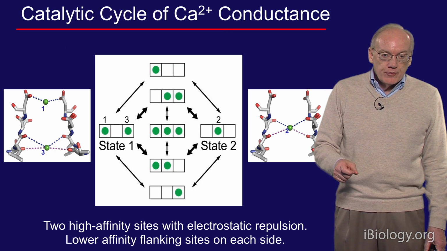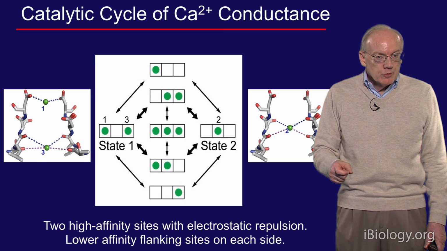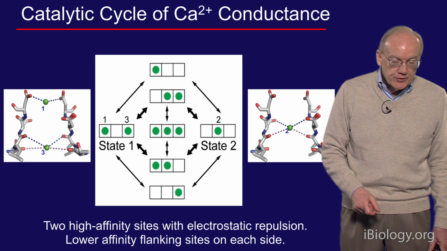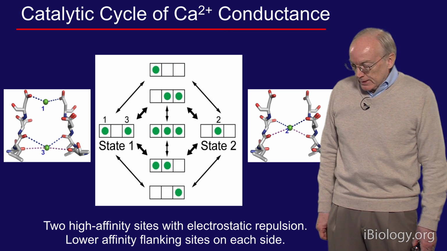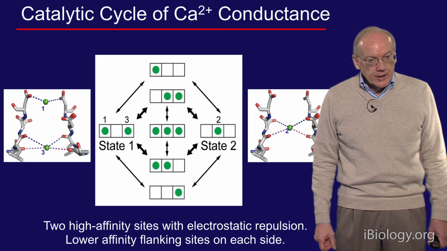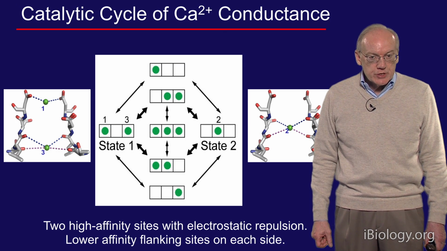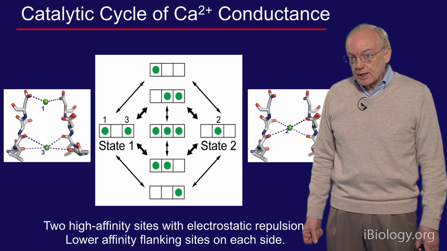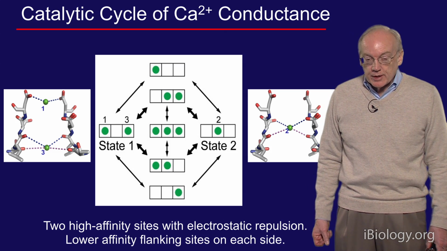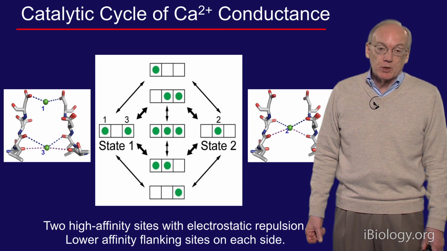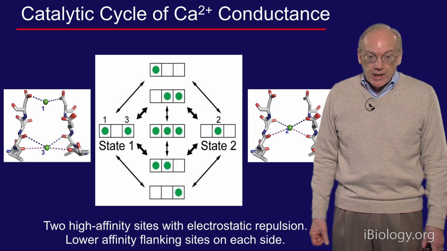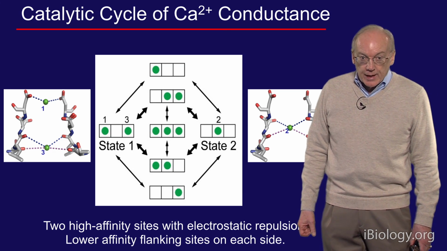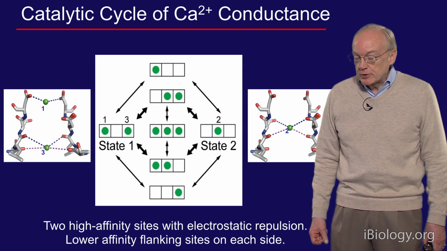Calcium binds there with high affinity and sodium does not. So sodium is excluded by high affinity binding of calcium. But high affinity wouldn't be enough by itself because the calcium would just sit there and not move into the cell. You need to have the second calcium binding site so that another calcium ion comes along and destabilizes the first one by electrostatic repulsion and pushes the first ion into the cell.